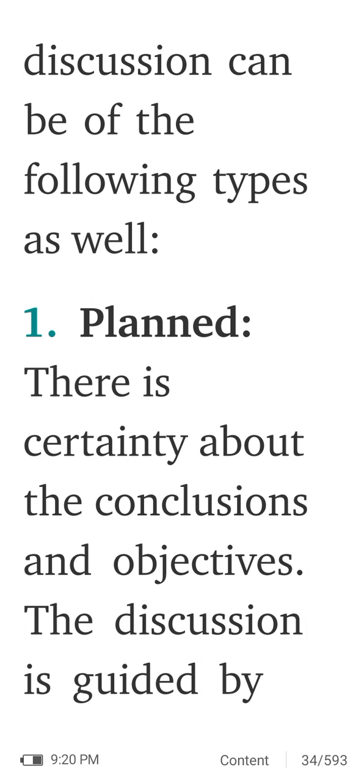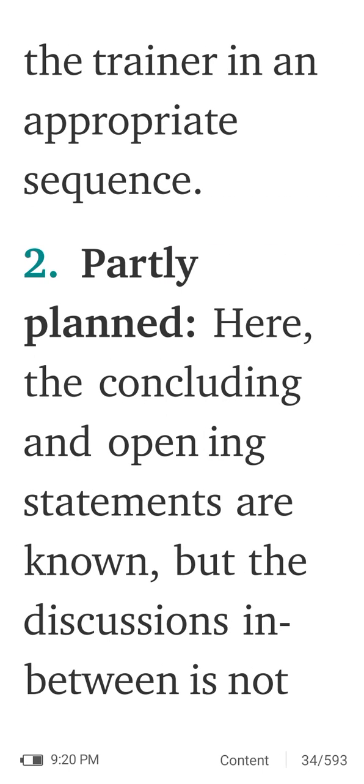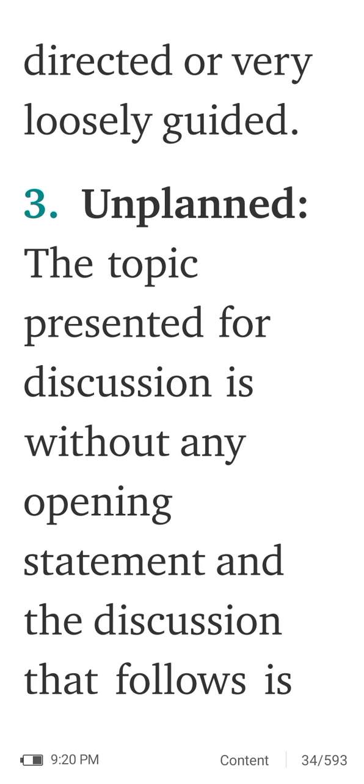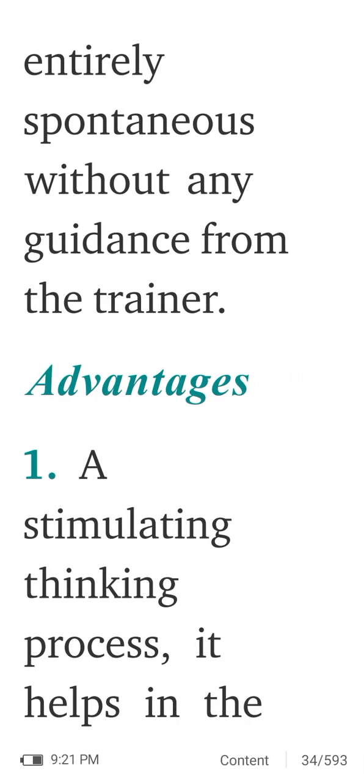Planned one. There is certainty about the conclusions and objectives. The discussion is guided by the trainer in an appropriate sequence. Then partly planned. Here the concluding and opening statements are planned, but the discussion in between is not directed or is very loosely guided. Then unplanned. The topic is presented for discussion without any opening statement, and the discussion that follows is entirely spontaneous without any guidance of the trainer.